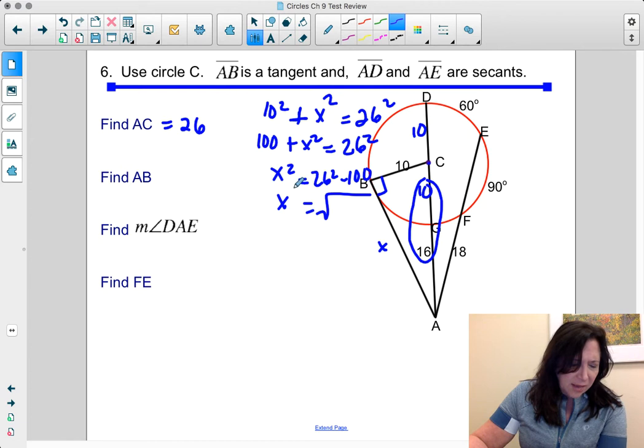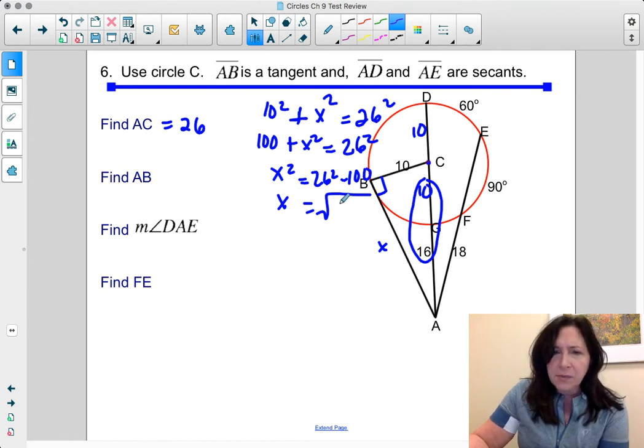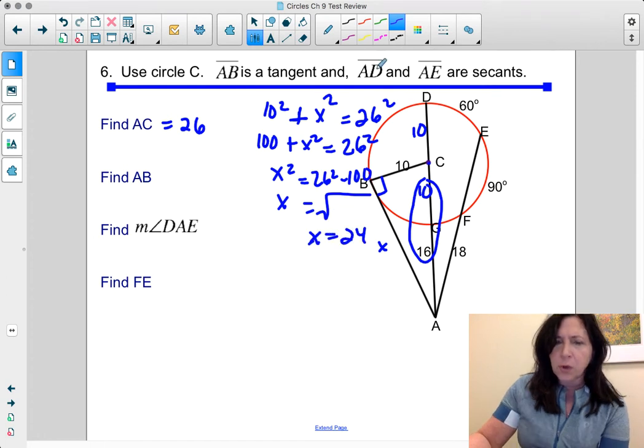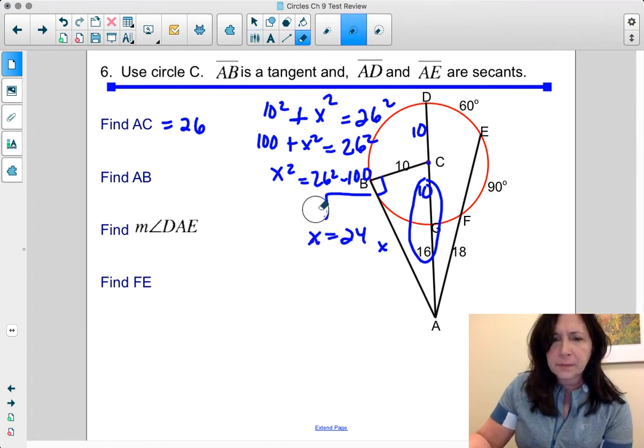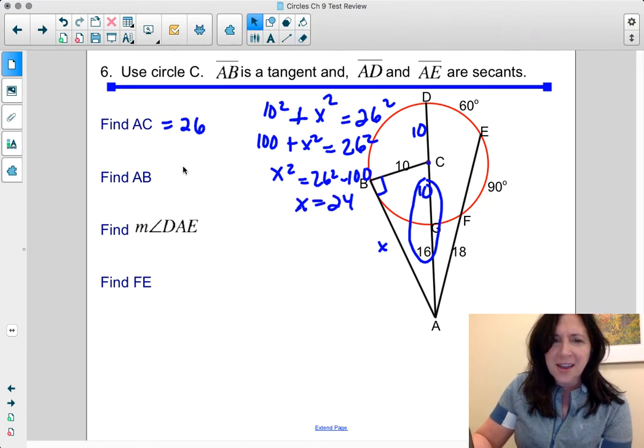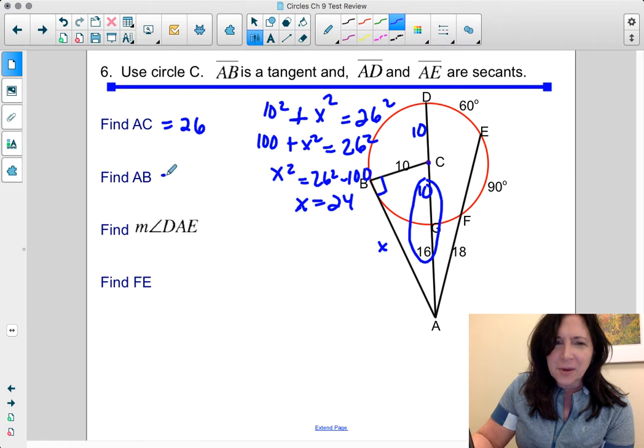So in this case, for AB, X is going to equal 24. Okay. And yes, I did work that out first. Okay, so we know that X is 24.